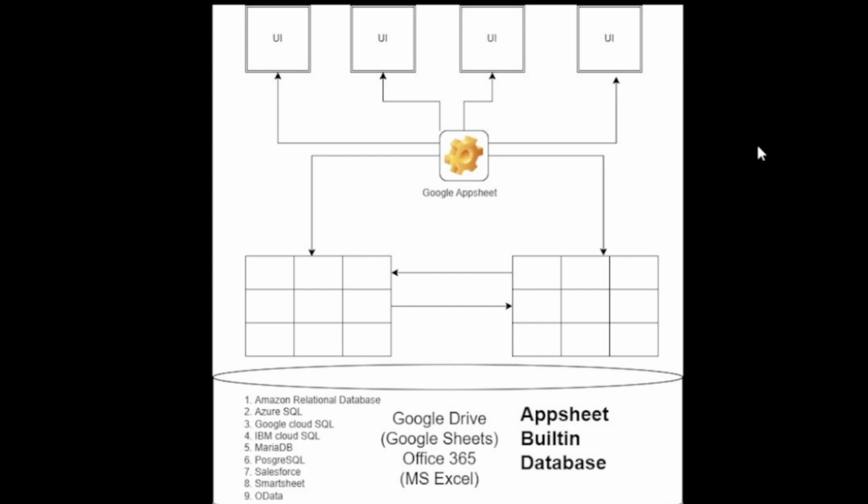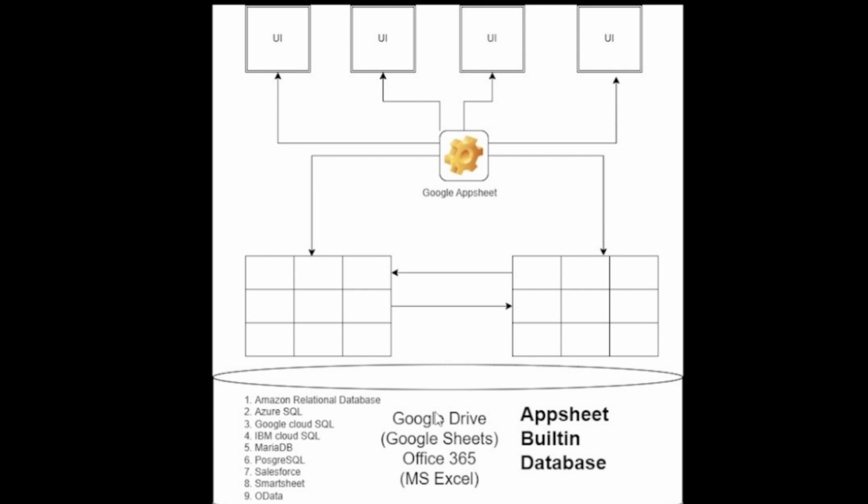In this diagram, you can see that the Google AppSheet engine picks data tables from database service providers, data sources. This is the data source, and you can connect AppSheet to multiple data service providers like Amazon, Azure, Google Cloud SQL, IBM Cloud SQL, MariaDB, Postgres SQL. You can connect AppSheet to multiple sources of data service providers, and this is another great attraction of Google AppSheet.